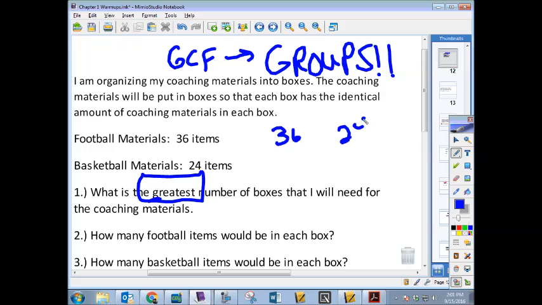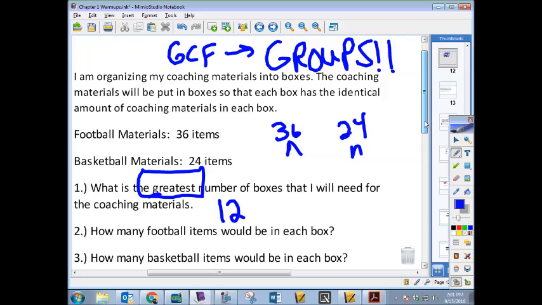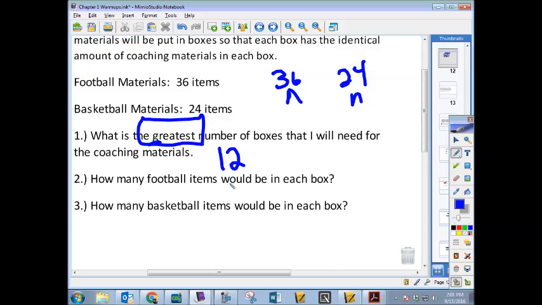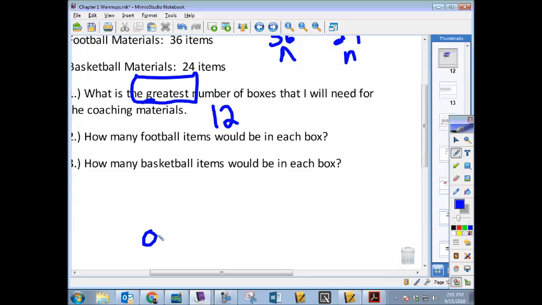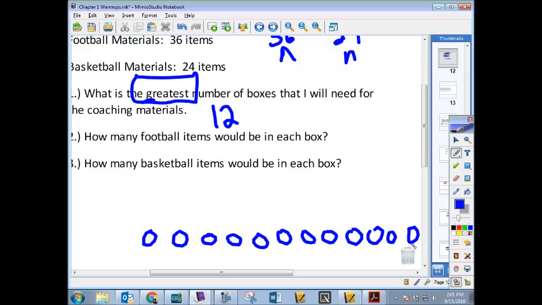Now I'm going to skip that. You all know you'd have to do trees. You would learn that the greatest number of boxes is 12. Okay? Good? Now, how many football items would be in each box? Well, if I know that I have 12 boxes, and I have 36 football items for 12 boxes, how many football items are going to be in each box? 3. I'm going to take the total amount of items I have, 36, and divide it by the 12 groups, 12 boxes. It's going to give me 3 in each.